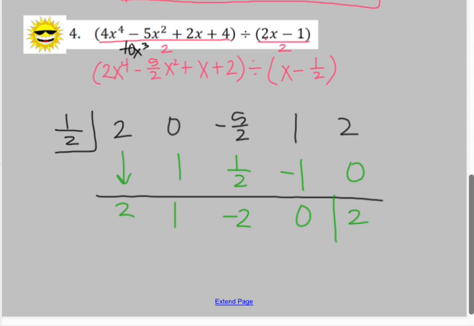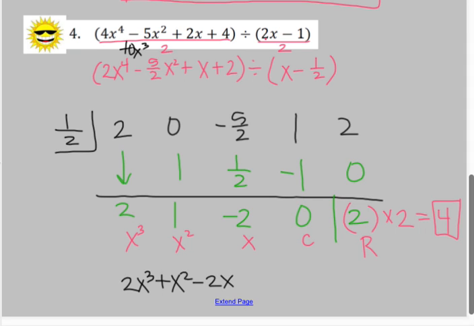But what we need to remember here is that whatever we divide by, we have to multiply our remainder by. So we divided by 2. So our remainder is really 2 times 2, so it is 4. That is our remainder. And then this is my constant. Here's my x squared, and my x to the 3rd. So let's write out our solution. 2x to the 3rd plus x squared minus 2x. You could write plus 0, but we don't need to. And then plus our remainder, so 4 over 2x minus 1.